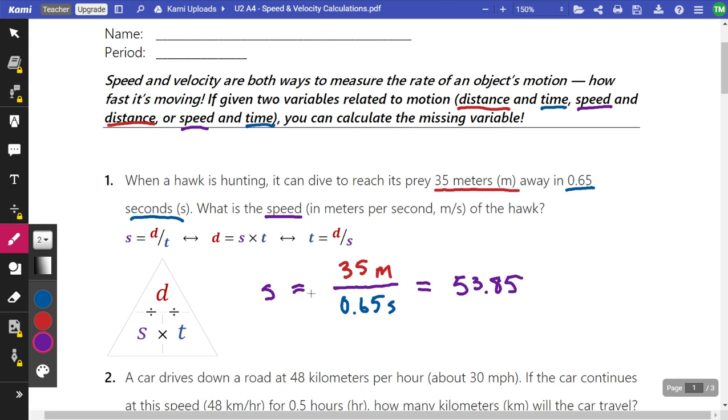All right, my unit is going to be meters per second, or meters slash seconds, kind of like miles per hour. Okay, and that's my speed. That's my answer.